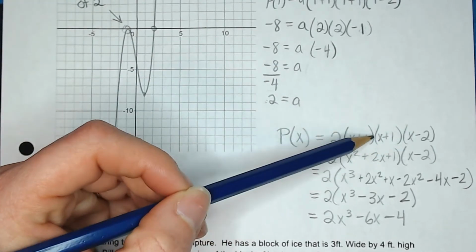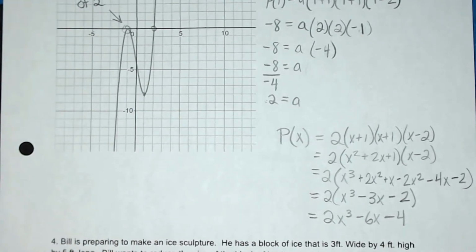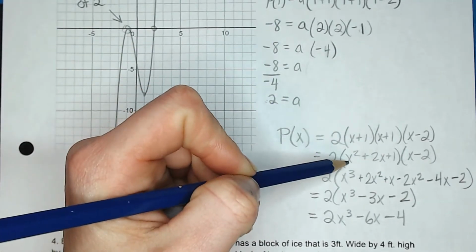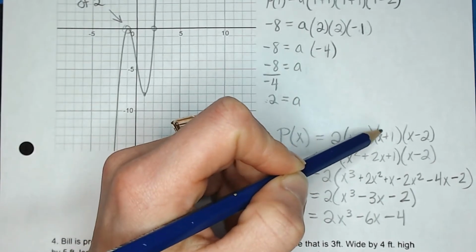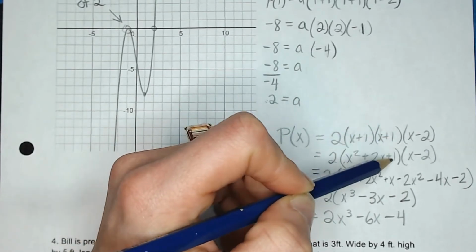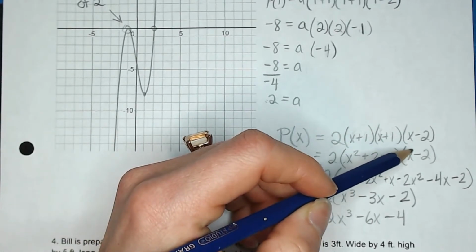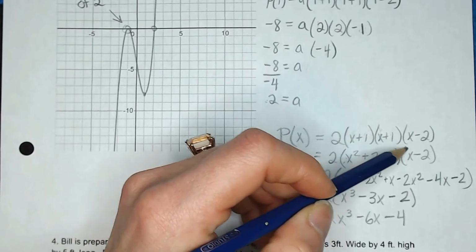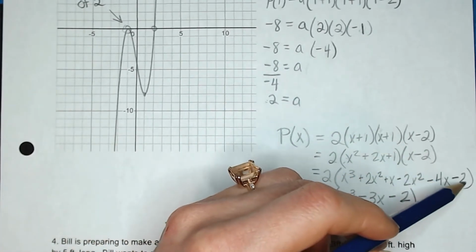So you can't do it all at once. It doesn't work that way. You need to do the FOIL method on 2 of them and then apply the distributive property to the third one once you've done that. So in this bracket here, we have x times x gives us x squared, plus 1x gives us 2x plus 1. And then in the second part here, we're going to multiply x by each term in the brackets and negative 2 by each term in the brackets to give us all these terms.